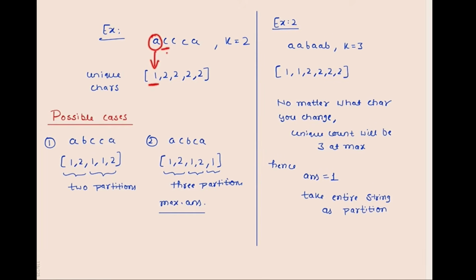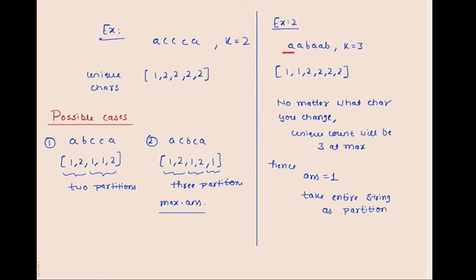Then we'll add C. Now we have two unique characters. Then we'll again add C. Now we still have two unique characters because C and A are the only unique ones. We'll add C, again we still have two unique characters. We will add A, still only two unique characters. So this is how we get the unique characters count for each index in the array.